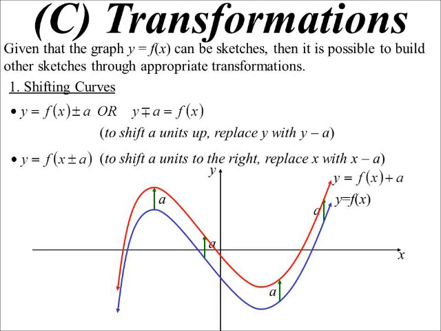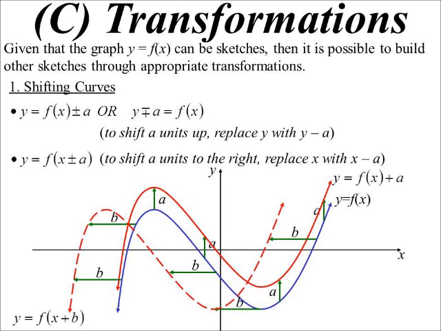Now, if you're ever unsure where the shift's going to, just ask yourself, what would make that equal to 0? So if I wanted to shift to the left here, b units, every point would go across b units. There we go. That would be x plus b, because I've shifted it to negative b.